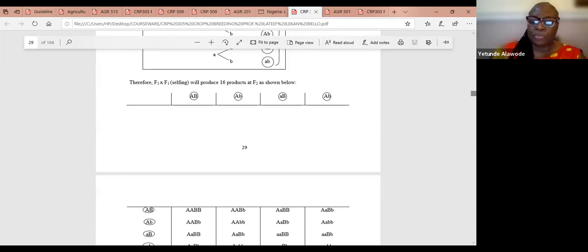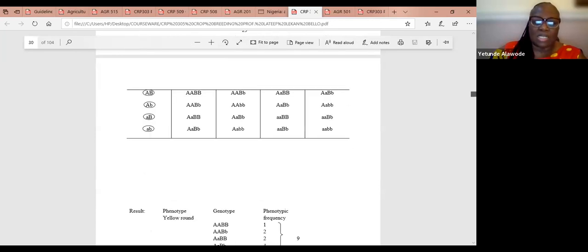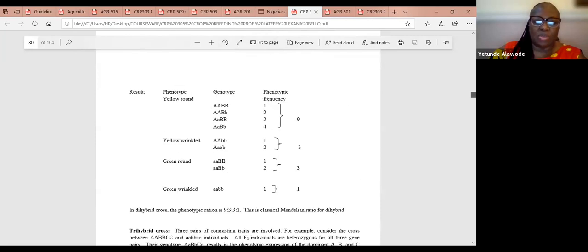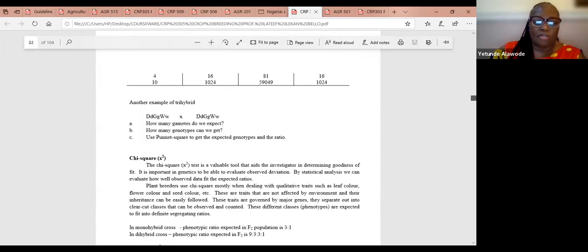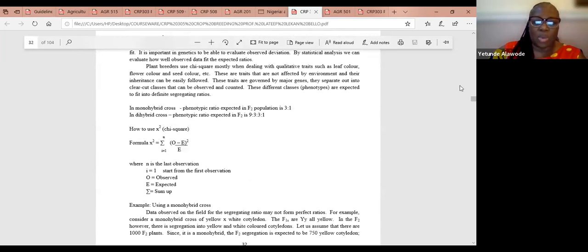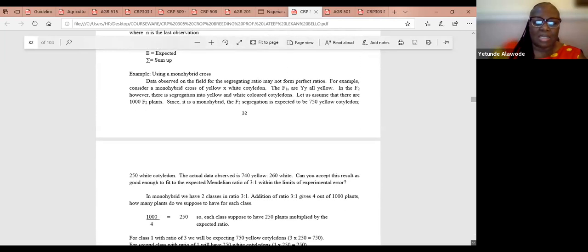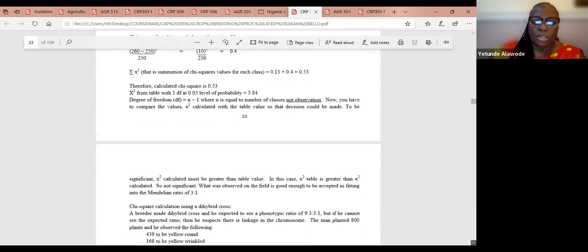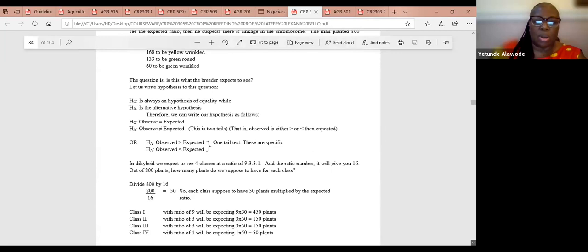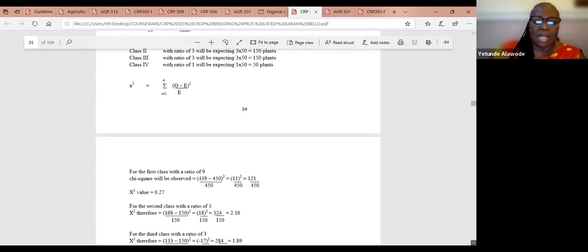It's not compulsory that it should be AB, and you should be able to know the phenotypic ratio and the genotypic ratio for that. And your chi-square also. Your chi-square is better for you to know. There are simple calculations that you can know. Your chi-square, your heritability.